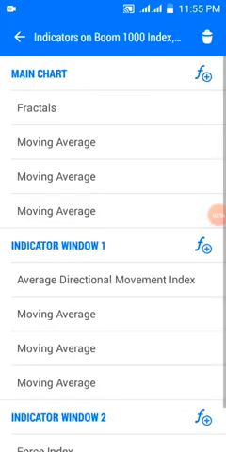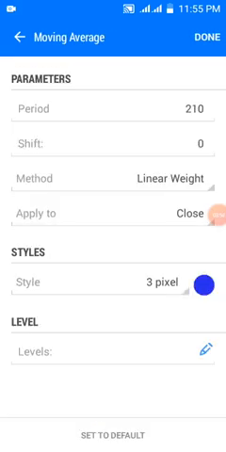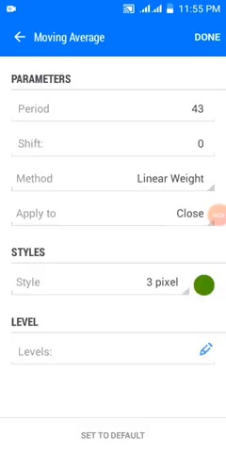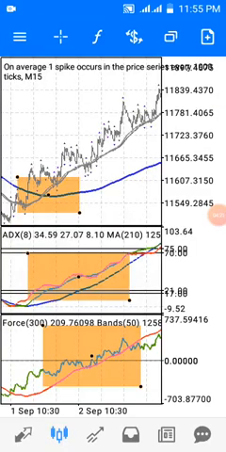Now let's go to the next indicator. On indicator window 1, I have a 210 period linear weighted moving average, applied to close, and the color is blue. Then the next moving average, I have a 43 period linear weighted, applied to close, the color is green. And lastly, on indicator window 1, I have a 20 period linear weighted, applied to close, and the color is red. So let's go to the chart and see how it works.